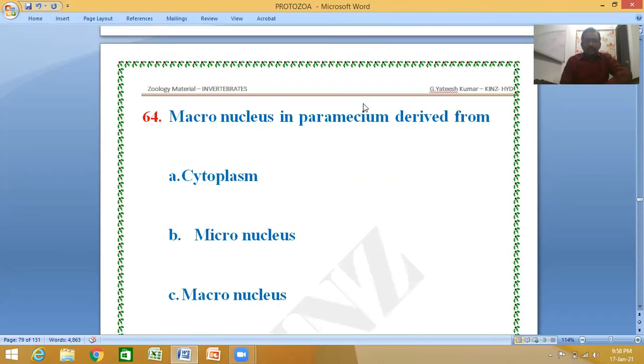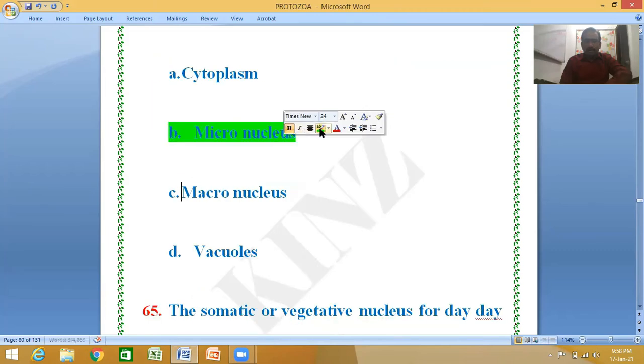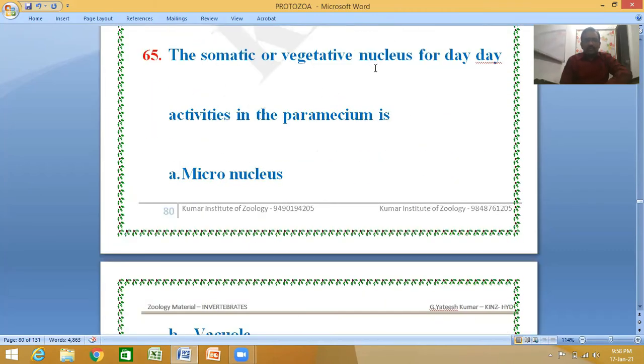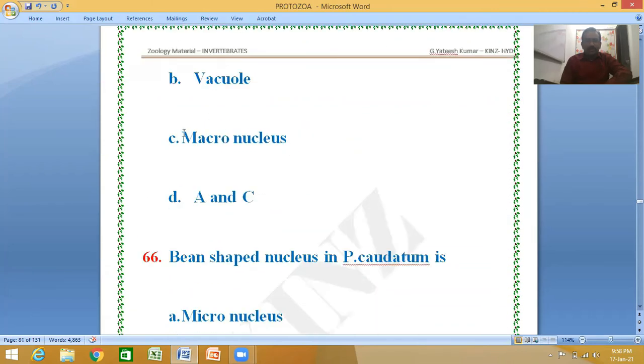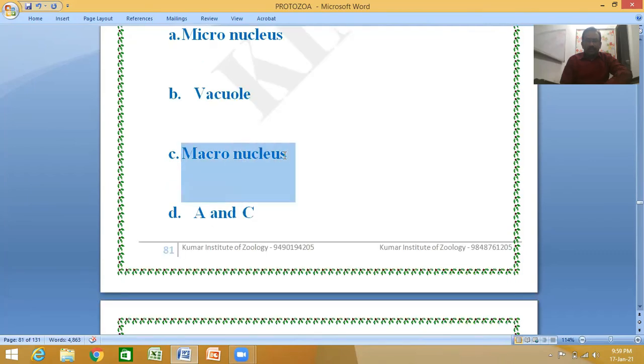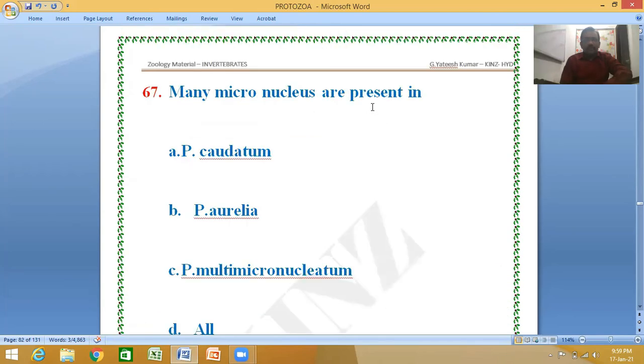Macronucleus in Paramecium derived from micronucleus. The somatic or vegetative nucleus for day-to-day activities is the macronucleus. The bean-shaped nucleus in Paramecium caudatum is the macronucleus. It is a bean-shaped one. Many micronuclei are present in Paramecium multimicronucleatum is the answer.